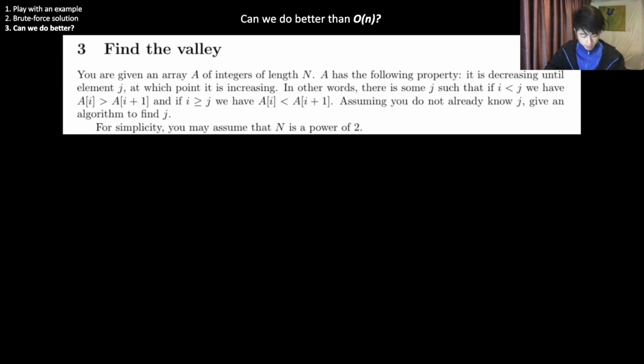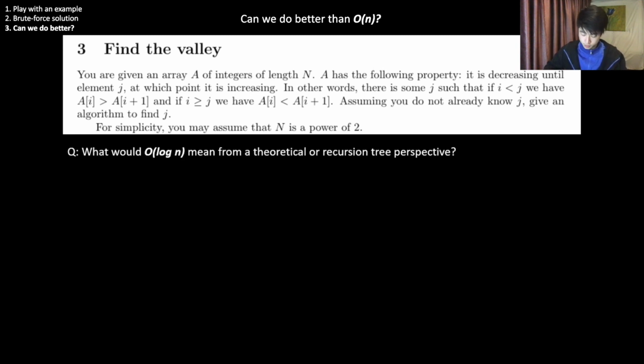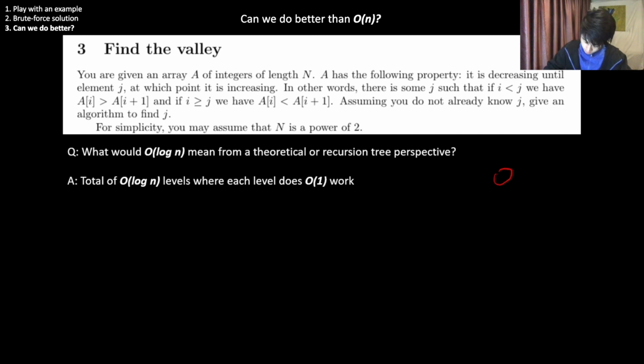If we think about this, what's a better runtime than linear? Obviously log. So then we ask what this means from a recursion tree perspective. Well, it means that one way to have this is where you have log n levels, where each level does O of 1 work. So something like this, where there are log n nodes, and each node is O of 1 work.